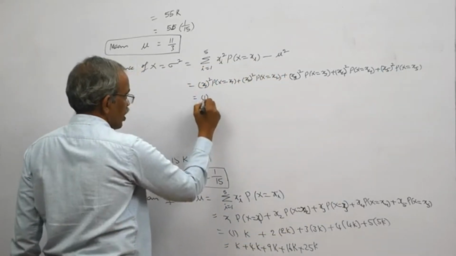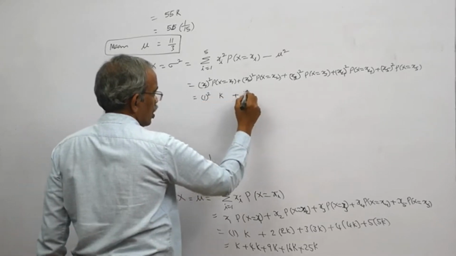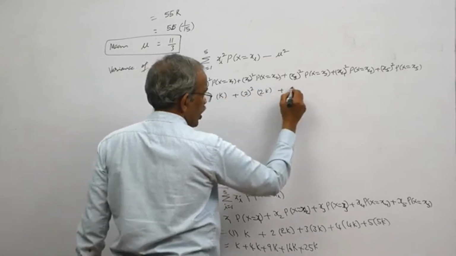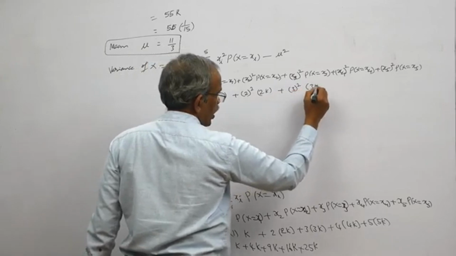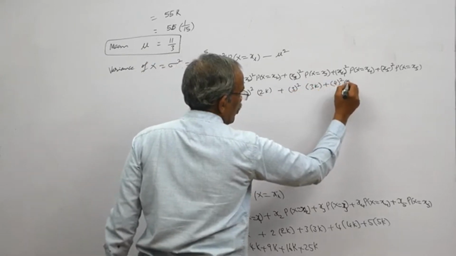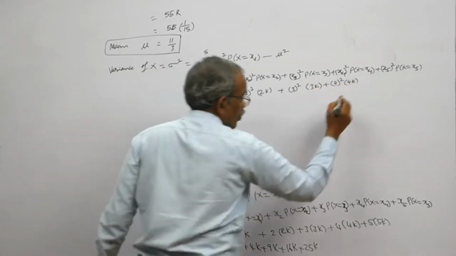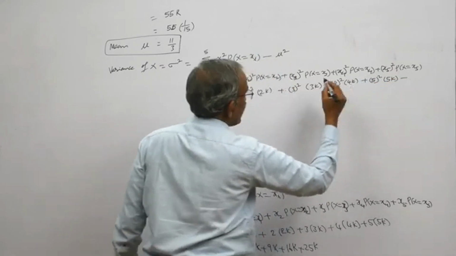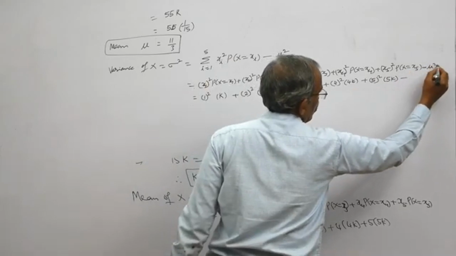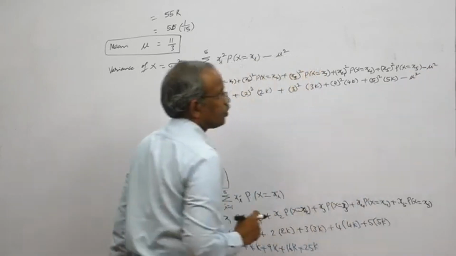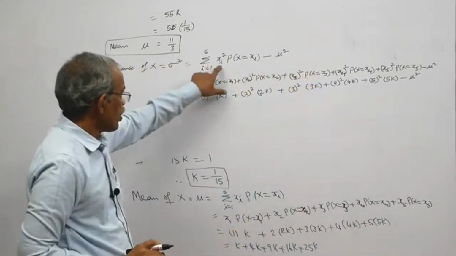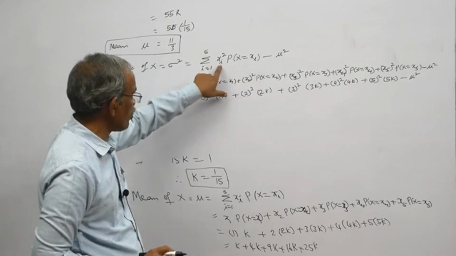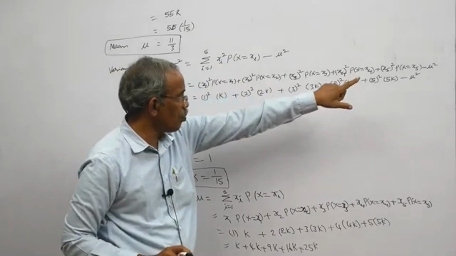x1 square is equal to 1 square, 1 square into k plus 2 square into 2k. Next x3, 3 square into 3k, 4 square into 4k, 5 square into 5k minus mu square. Last value, minus mu square, last term minus mu square. x1 square into probability of x equal to x1, x2 square into probability of x equal to x2, and the last value x5 square into probability of x equal to x5 minus mu square.